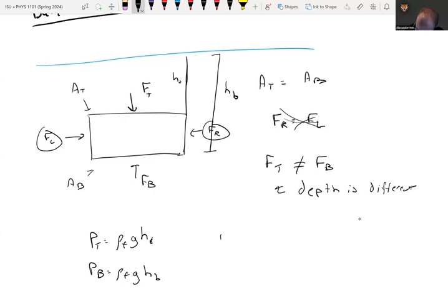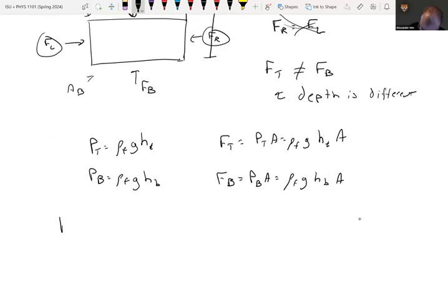Now, for the force on the top, we take that pressure and multiply it by the area. So it's equal to the pressure of the top times the area, which is the density of the fluid, g, the height of the top, times the area. And the force on the bottom is the pressure on the bottom times the area, which is the density of the fluid, g, times h of the bottom, times the area.